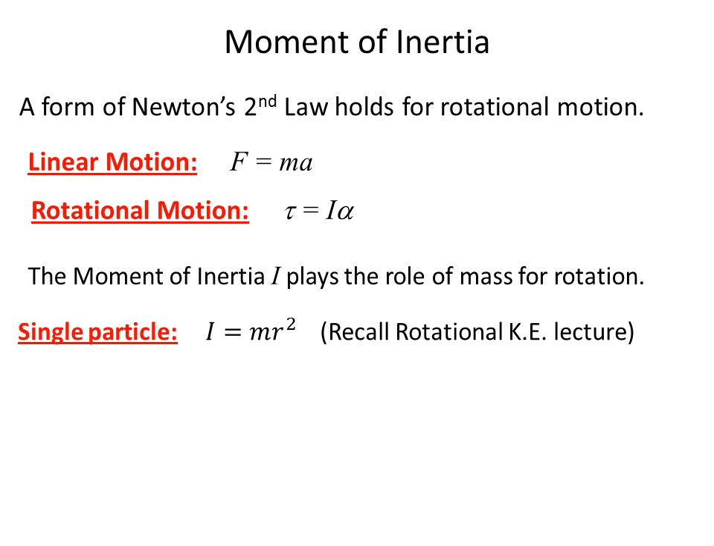For a single particle, I is equal to the mass times r squared, where r is the distance from the axis of rotation to the mass. We learned this back in our rotational kinetic energy lecture.